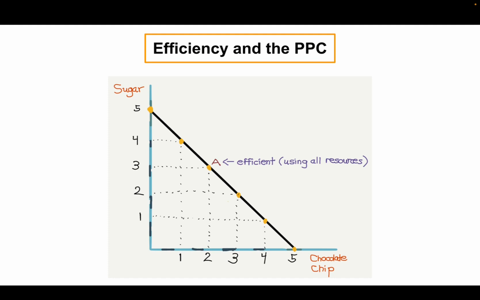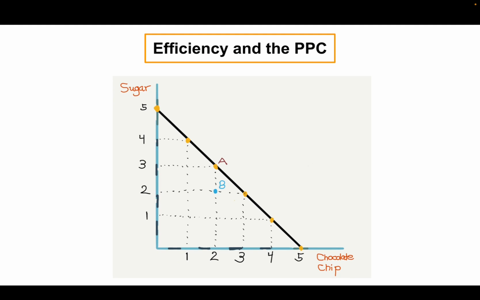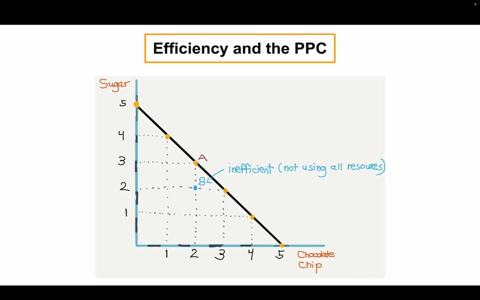Now what I want to do is look at a point that's inside or below the production possibilities curve, and that would be point B here, which is going to be at 2 sugar cookies and 2 chocolate chip cookies. I could easily have picked some other points as well, but this is the one I went with. And not surprisingly, we're going to see here that point B is inefficient. We are not using all of our resources, right? Or at least not using them all well, and we'll get to that in a second.